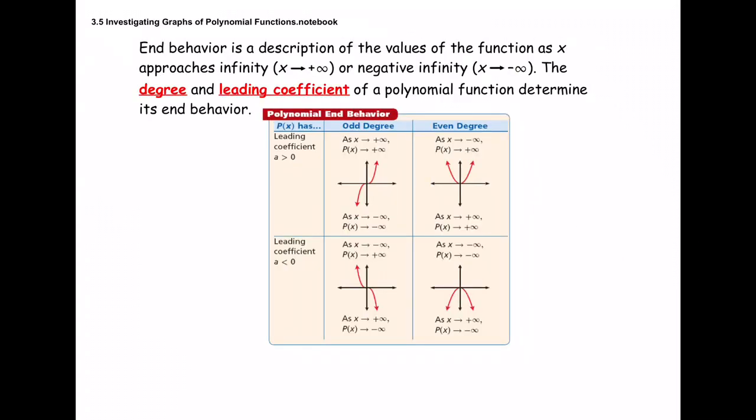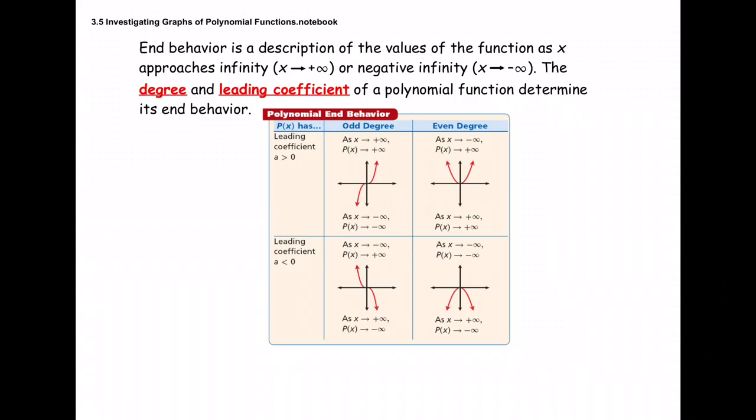When we talk about the end behavior, it's a description of the values of the function as x approaches infinity. So we look at it as it approaches positive infinity or negative infinity. The degree and the leading coefficient of a polynomial function determine its end behavior.